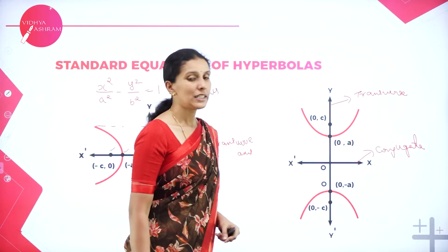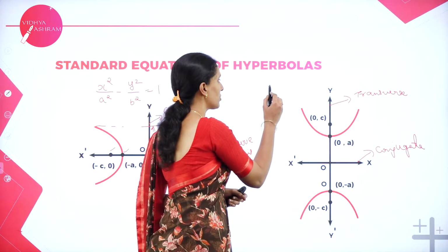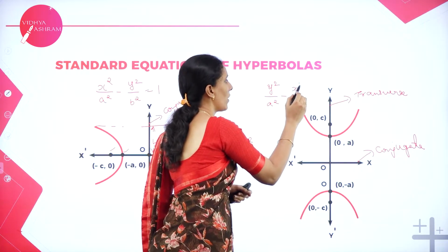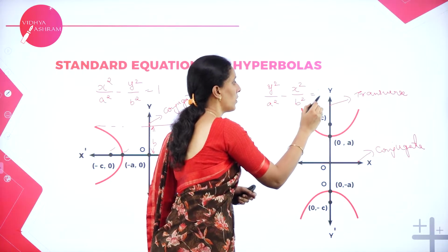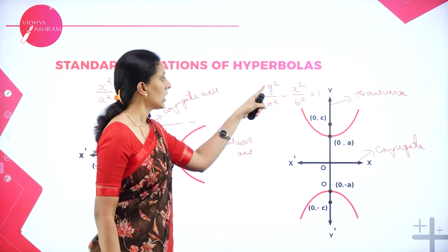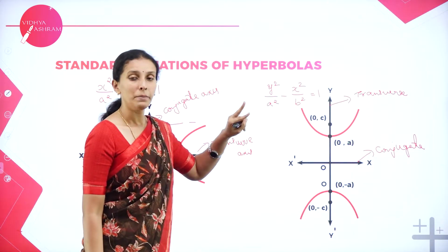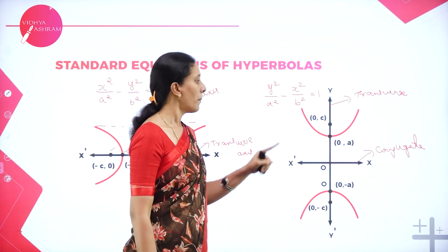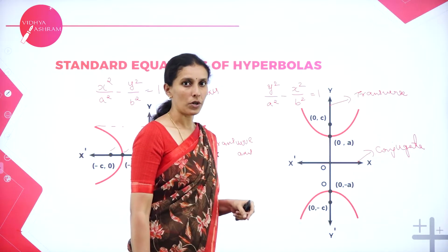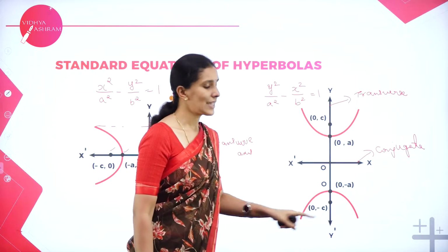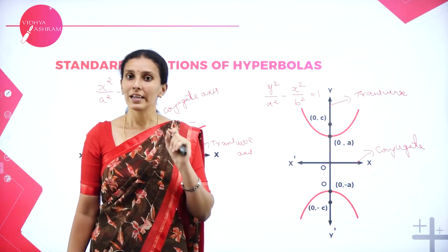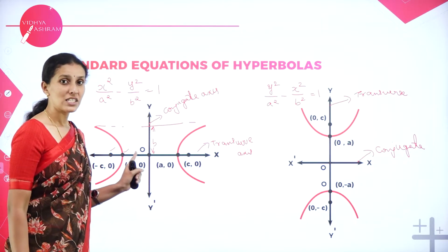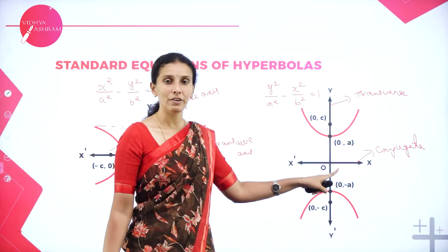Now here, what is the standard equation? Its standard equation is y squared by a squared minus x squared by b squared is equal to 1. So here, the x squared and y squared terms interchange for the second type. This is y squared by a squared minus x squared by b squared is equal to 1, where the transverse axis is the y-axis. So clearly you can identify whether the given hyperbola is type 1 or type 2.